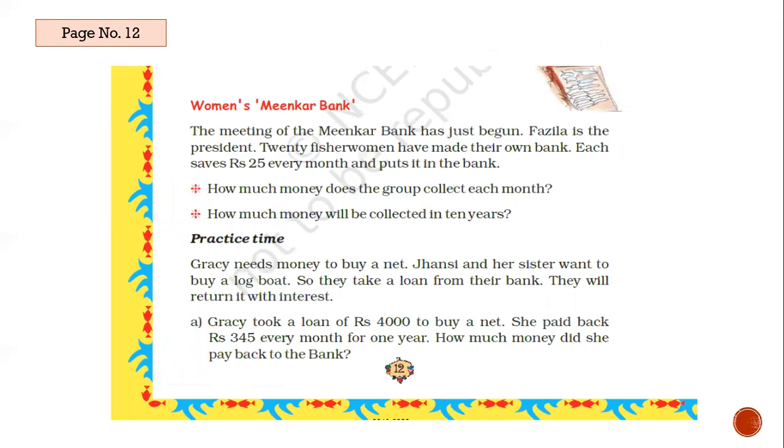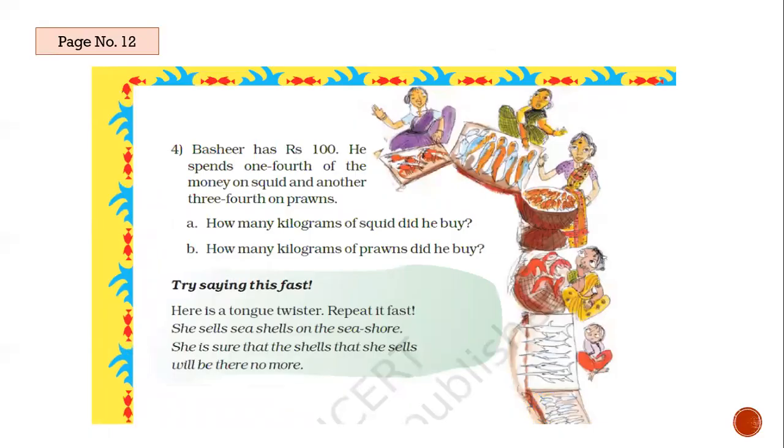So going back to page 12 again, at the bottom we have one activity, try saying this fast. Here is a tongue twister. Repeat it fast. She sells seashells on the seashore. She is sure that the shells that she sells will be there no more. So, this is a tongue twister. You can keep trying and saying it, and ask your family members also to try.